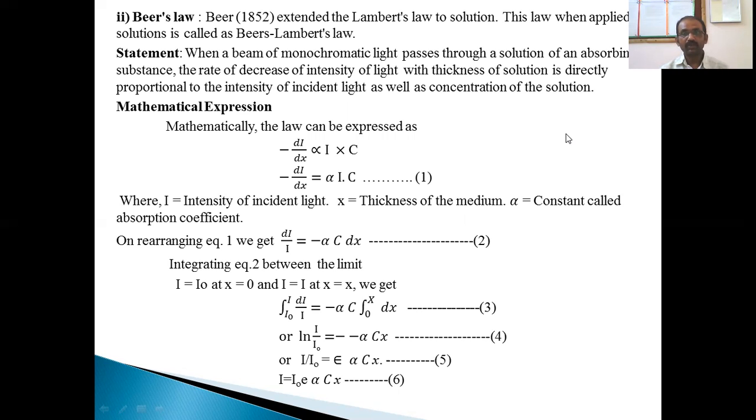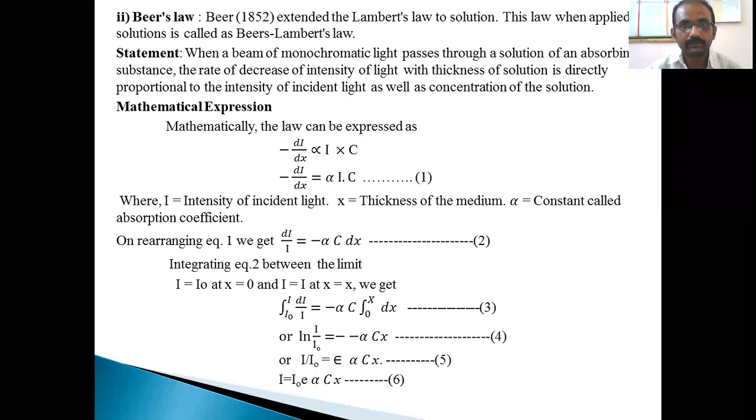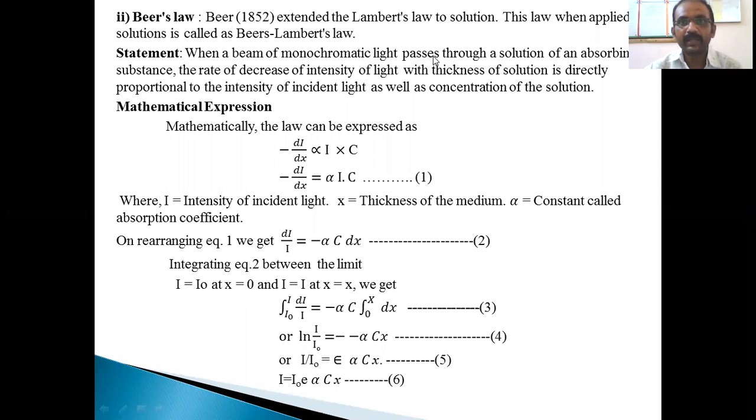In that statement, they say that when a beam of monochromatic light passes through the solution of the absorbing substance, the rate of decrease of intensity of the light with the thickness of the solution is directly proportional to the intensity of incident light as well as the concentration of the solution.